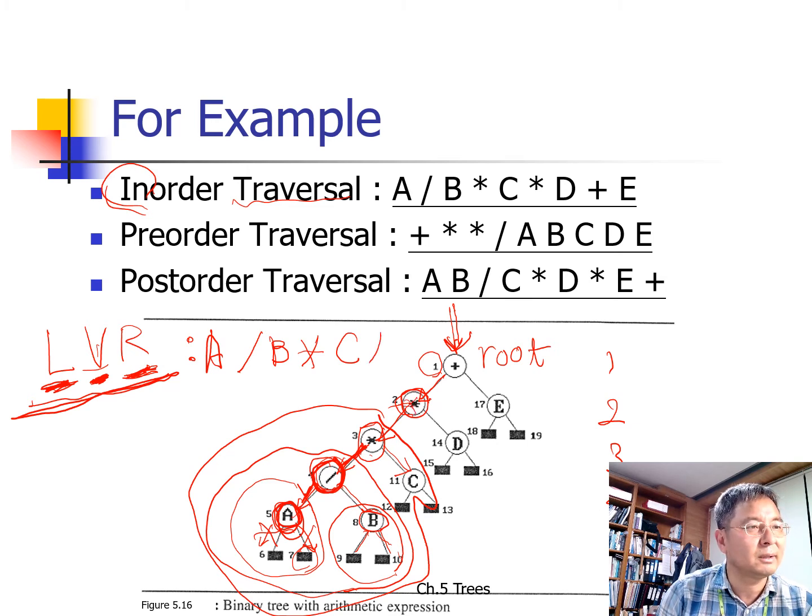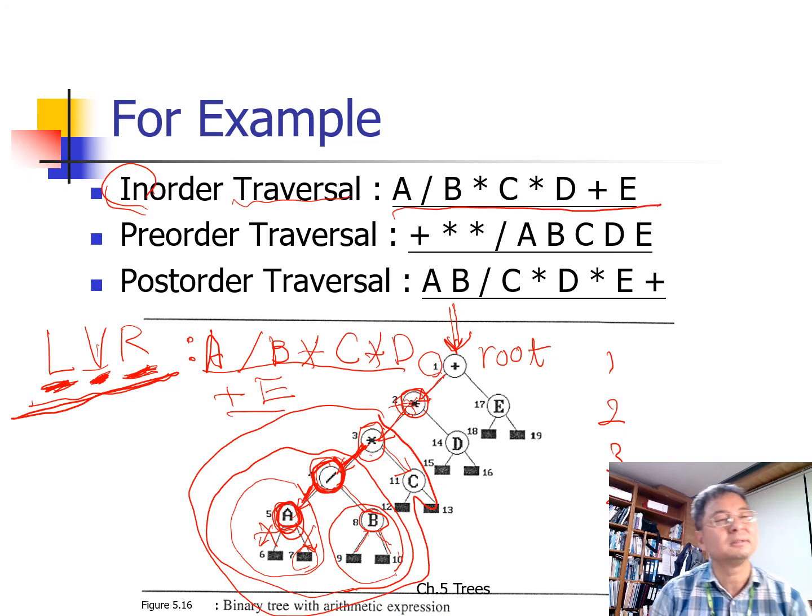Okay, so L is finished, next one is V. So asterisk is read, and D, next one is D, and next one is plus. The root node is now read as a plus, and next one is E. Okay, the same result as the first method.